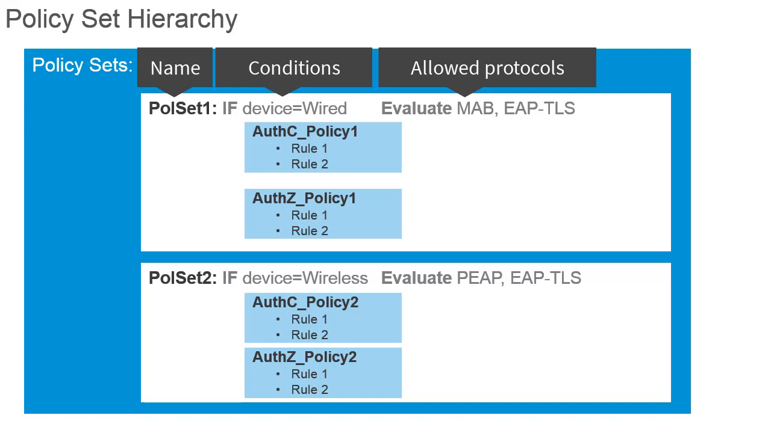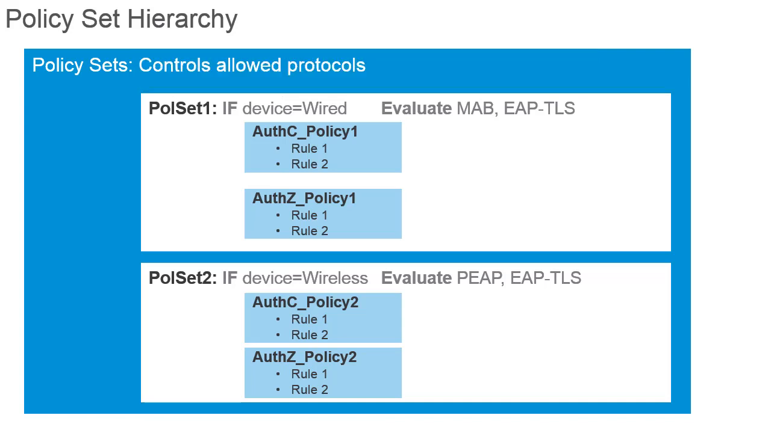Look at the policy set named PolSet1. If a user attempts to access the network via a wired Ethernet switch, then PolSet1 is selected. Thus, they are only allowed to authenticate using MAB or EAP-TLS. They will be authenticated based on the rules contained in Auth-C Policy 1 and authorized to access certain resources via the Auth-Z Policy 1 policy.